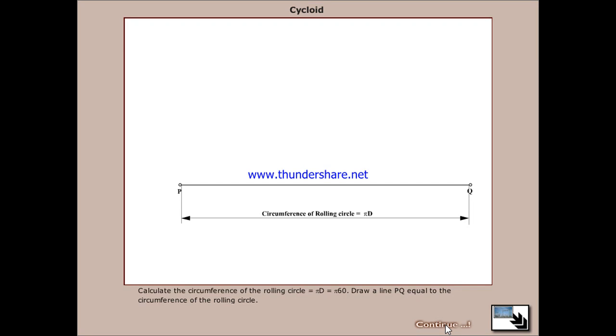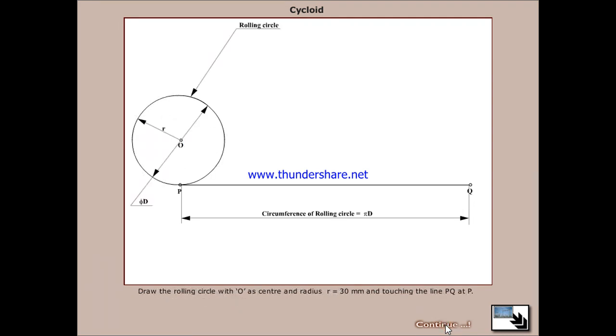Pi d is equal to pi times 60. Draw a line PQ equal to the circumference of the rolling circle. Now draw the rolling circle with O as center and radius R equal to 30 mm, touching the line PQ at P. Now P is a common point lying on the circle as well as on the line PQ.